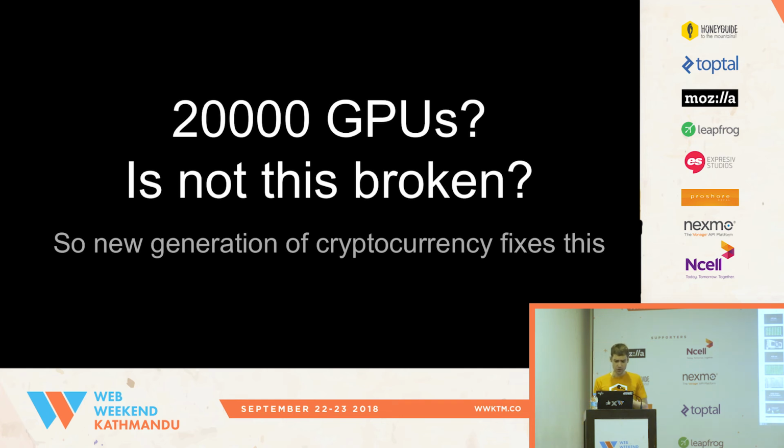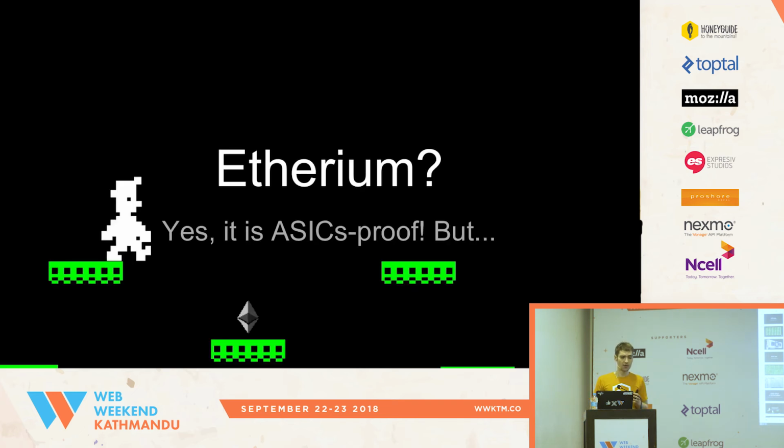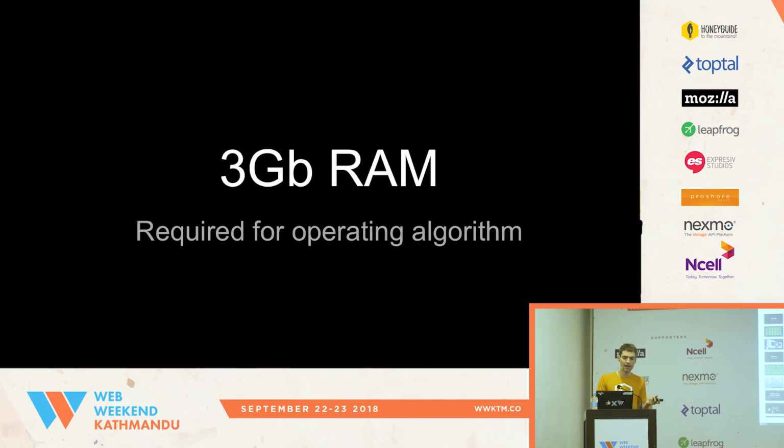The new generation of cryptocurrencies actually fixes this, because they try to make it ASIC-proof. The algorithms of new cryptocurrencies like Ethereum and many others are made in such a way that you can't build ASICs for them. I tried to mine Ethereum on the web, and actually the problem with Ethereum is that it requires 3 GB of RAM, and the web is not able to do that. You are not able to allocate 3 GB of RAM, not for JavaScript nor for WebGL. So the web is failing here.